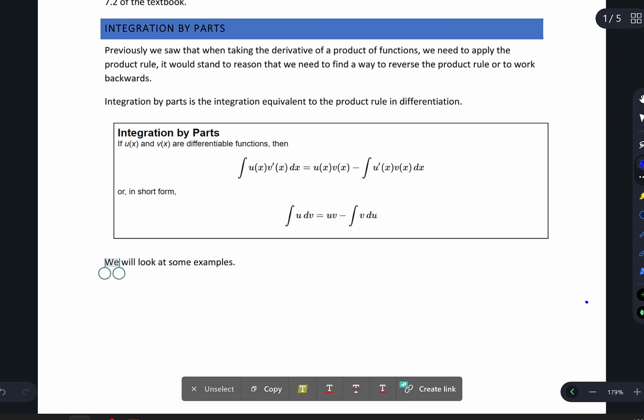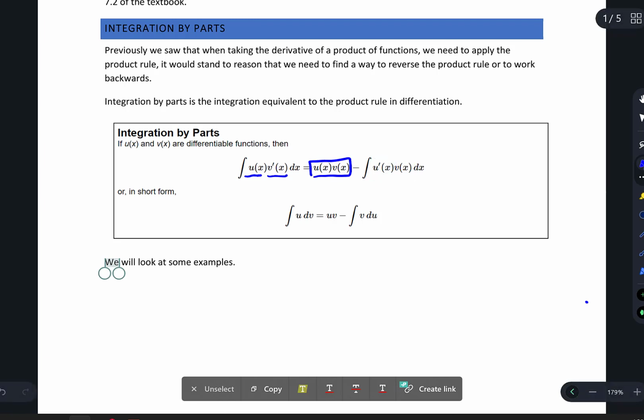And so here's what the rule looks like. If u of x and v of x are differentiable functions, then the integral of u of x times the derivative of v is equal to the product of the functions minus the integral of the derivative of u times v.